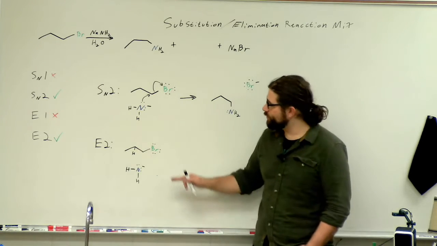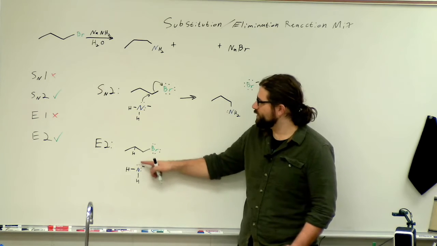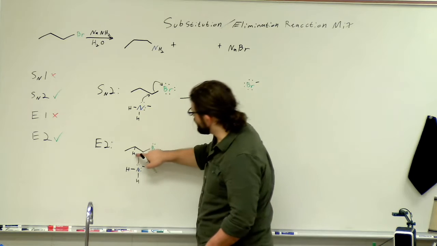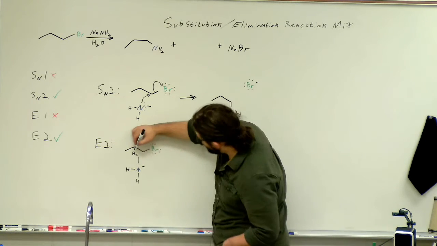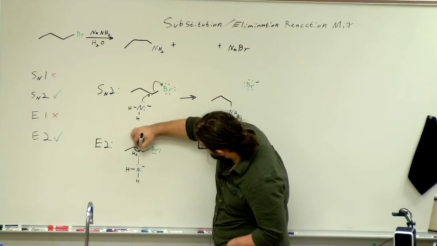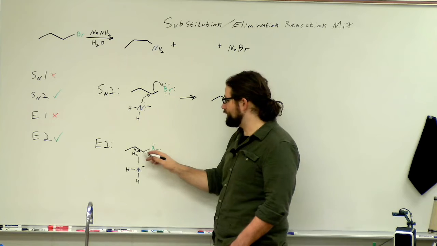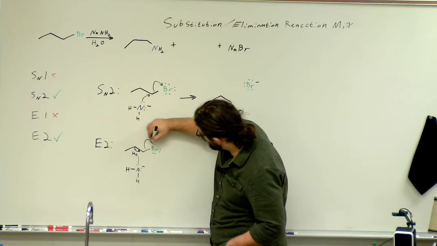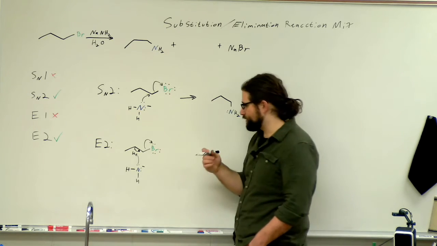Here's our setup for the E2 reaction, where it works a little differently. First, I'm going to have my nitrogen attacking this hydrogen, pulling it away. This hydrogen is going to give up its bond with that carbon. That electron pair stays with the carbon. And then this bond gets broken with the bromine so that this carbon can attach to this carbon. So the bromine takes away that bond. It takes that electron pair away.